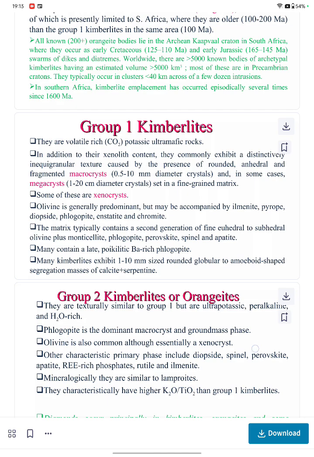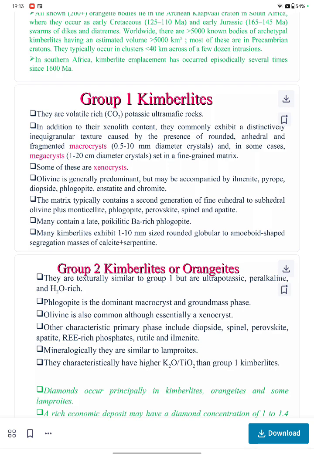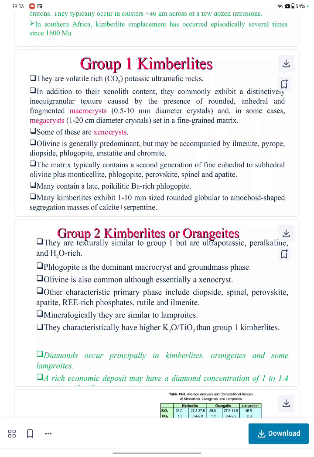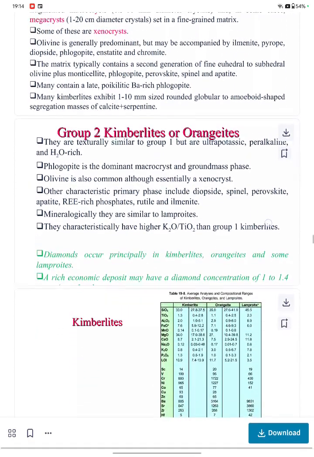Olivine is generally predominant but may be accompanied by ilmenite, pyrope, diopside, phlogopite, enstatite, and chromite. The matrix typically contains a second generation of fine-grained euhedral to subhedral olivine plus monticellite, phlogopite, perovskite, spinel, and apatite. They may contain a late poikilitic Ba-rich phlogopite, and many kimberlites exhibit distinctive round globular to amoeboid shaped segregation masses of calcite plus serpentine.